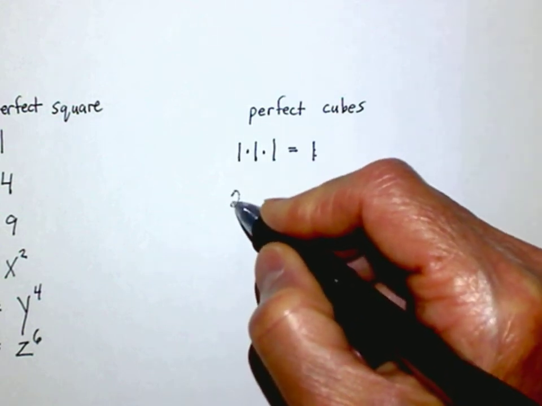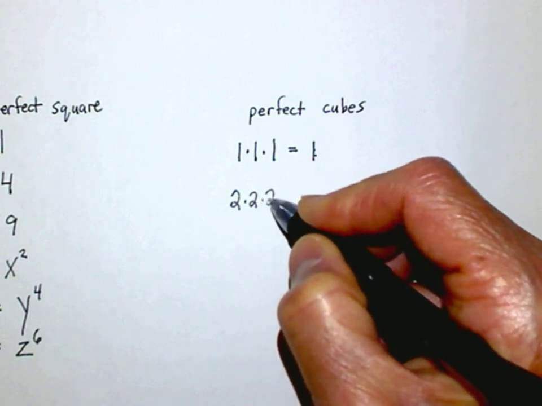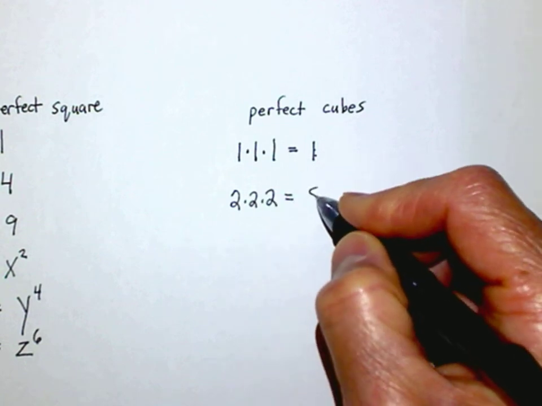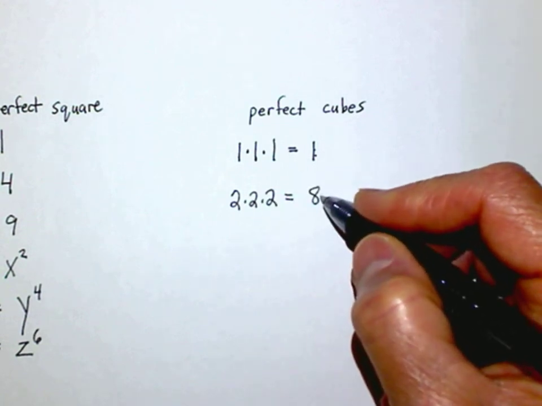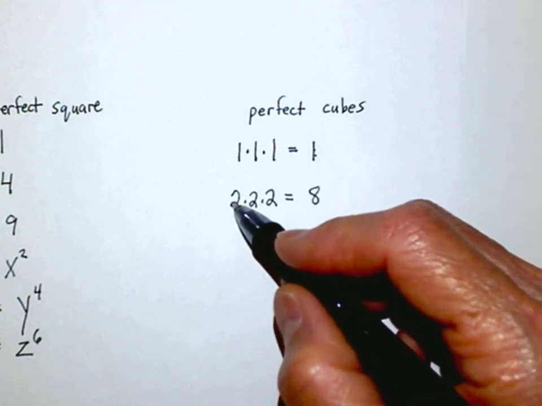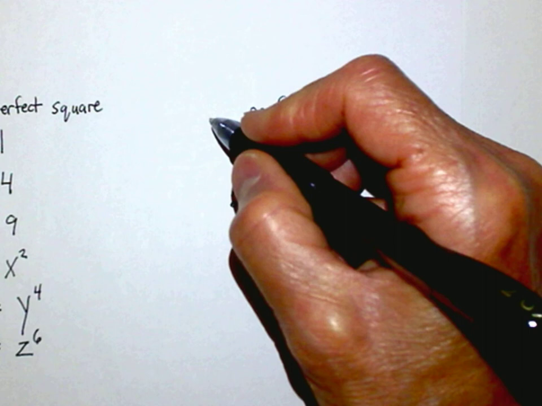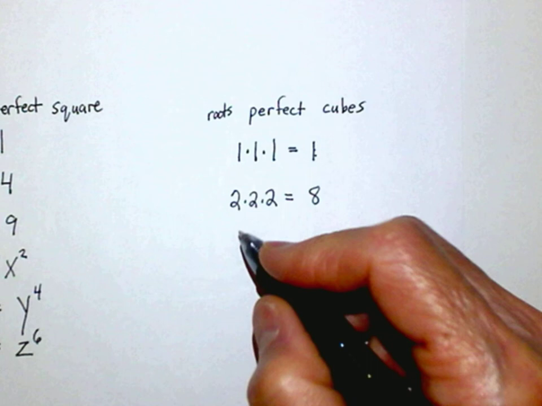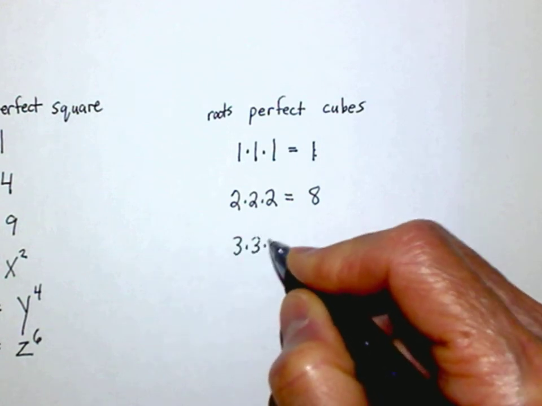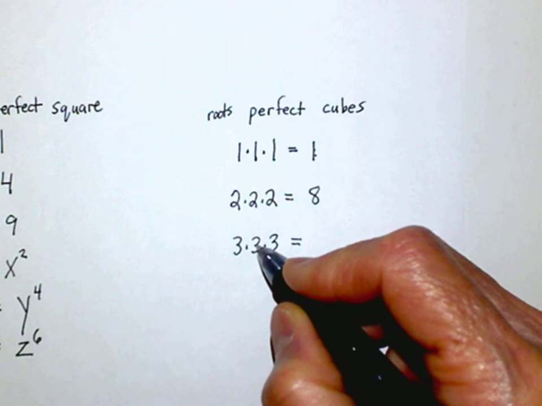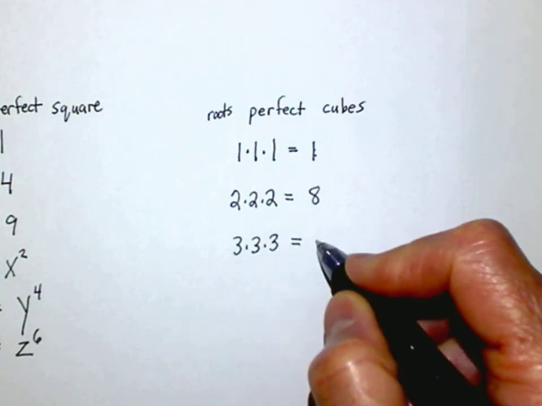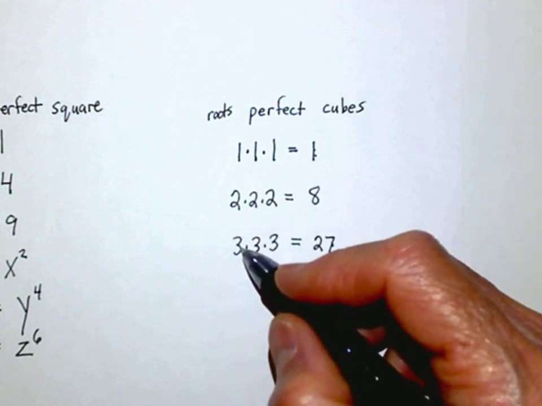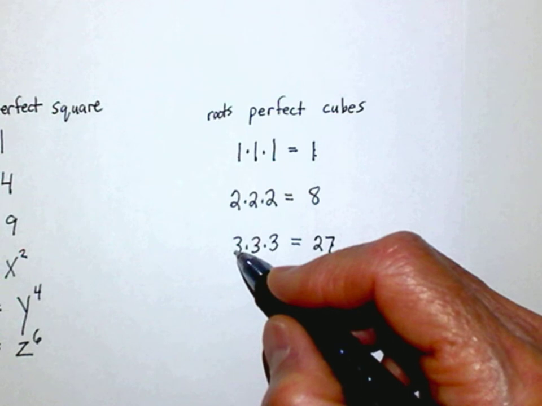How about 2? 2 times 2 times 2. 2 times 2 is 4. 4 times 2 is 8. 8 is a perfect cube. 2 is the cubed root of 8. So my roots are over here. 3 times 3 times 3. 3 times 3 is 9. 9 times 3 is 27. 27 is a perfect cube. 3 is the cubed root of 27.